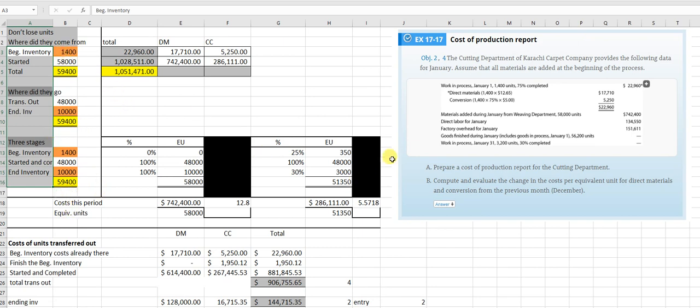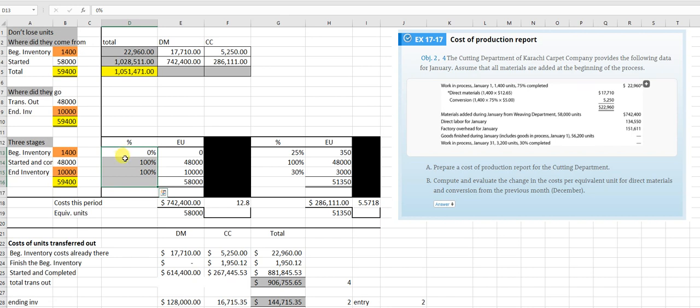So I'm looking for my beginning inventory. Work in process on January 1st was 1,400 units, so I'm going to enter 1,400 in beginning inventory. It was 75% completed. But I need to know this: assume that all materials are added at the beginning of the process. So I'm going to go right down here and put 0, 100, 100. I will add no materials to beginning inventory because they were added last period.